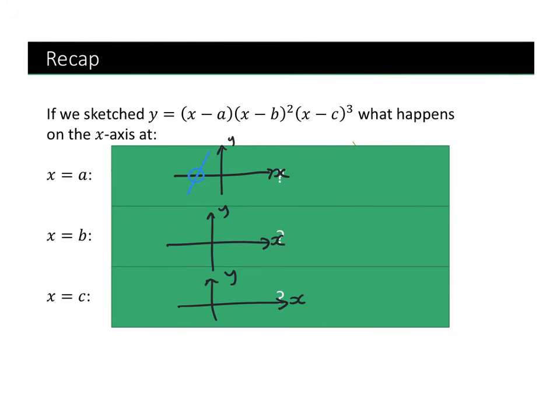Okay? If we have, the next one is x equals b, and this is a squared. If we have x minus b, in brackets, squared, it's going to touch the x-axis. Okay?